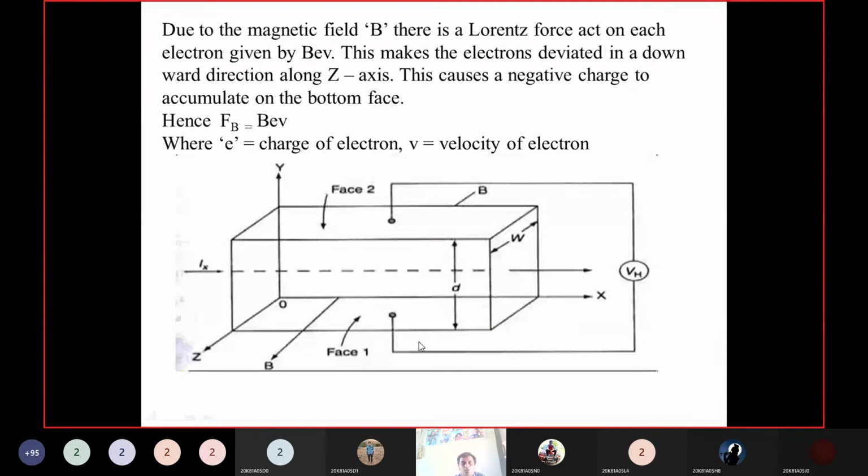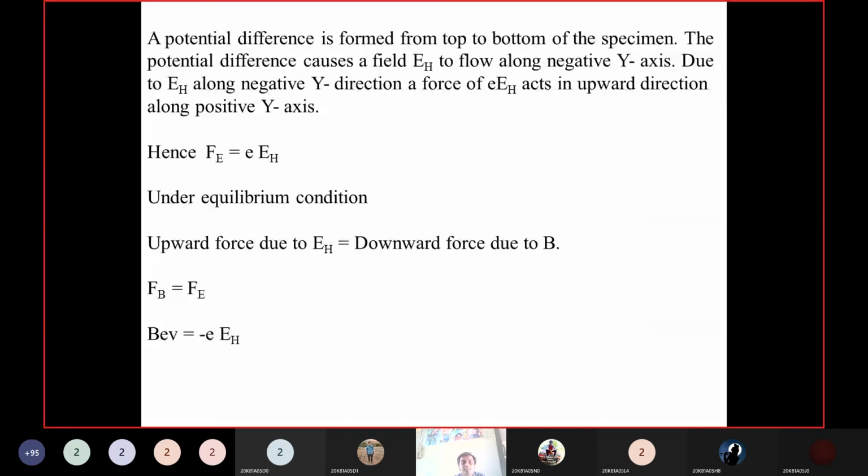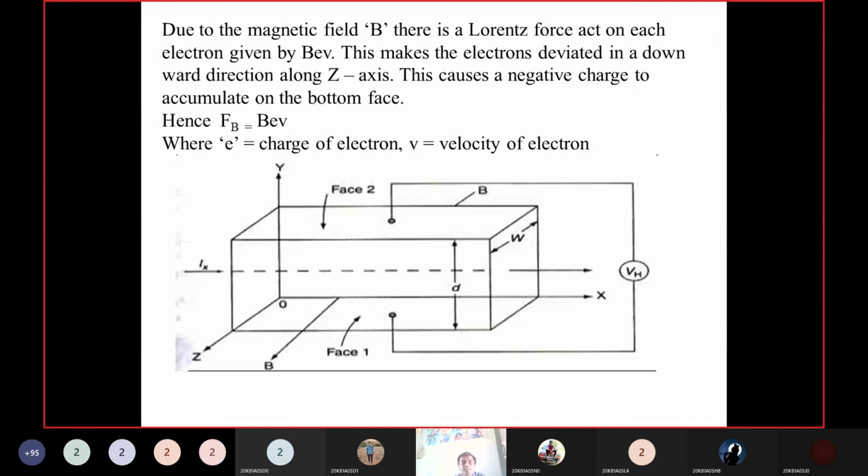So the force is equal to BeV. This is the Lorentz force. Due to the magnetic field, some force acts on the charged particle, equal to BeV. Due to the Lorentz force, the charged particles will be displaced. Negative charge particles come to the downward direction, so positive charge is developed in the upward direction. That's why there is a potential difference between face 1 and face 2.